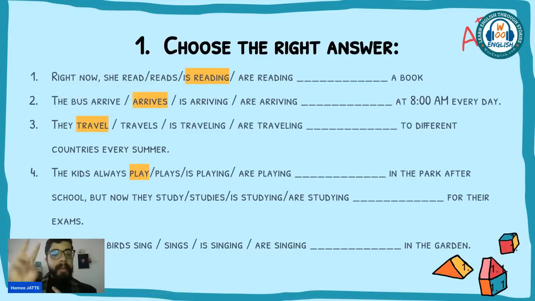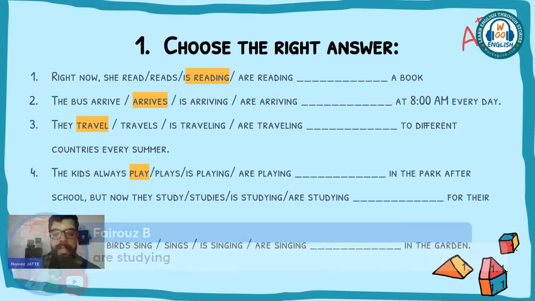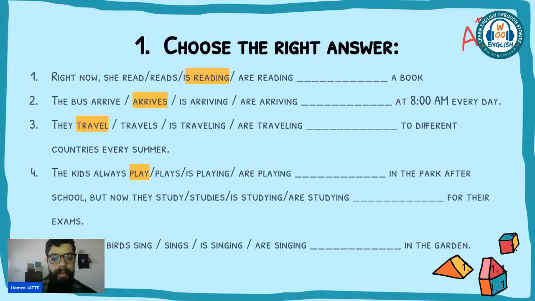So for the first one, indeed, it is play because we have always. So always means this is a habit. What about the second verb? But now they study, they studies, they are studying, or they is studying for their exam. Feiruz says for the second verb, they are studying. What about the rest of you guys? They are studying, or what other verb should we use? Number two, the second verb. Anyone? I have one answer by Feiruz, who says are studying.